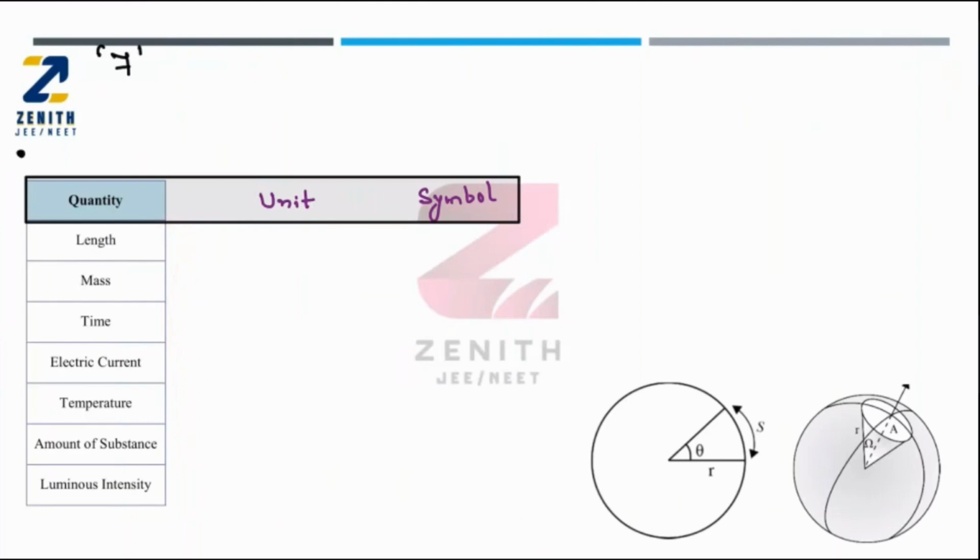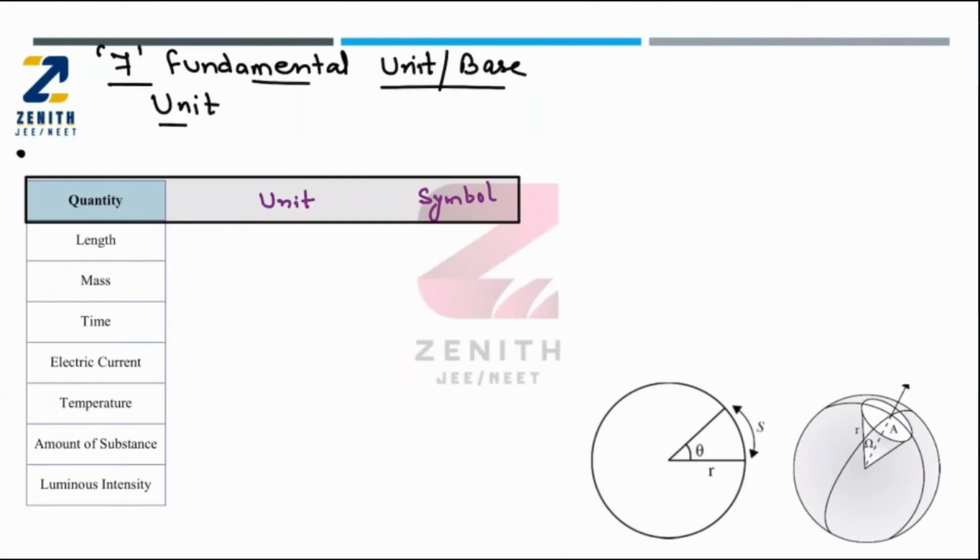So 7 fundamental units, or this is also known as a base unit, and 2 are supplementary units. So total 7 fundamental units and 2 are supplementary units. What are those 7 fundamental units? Length, mass, time, electric current, temperature, amount of substance and luminous intensity.